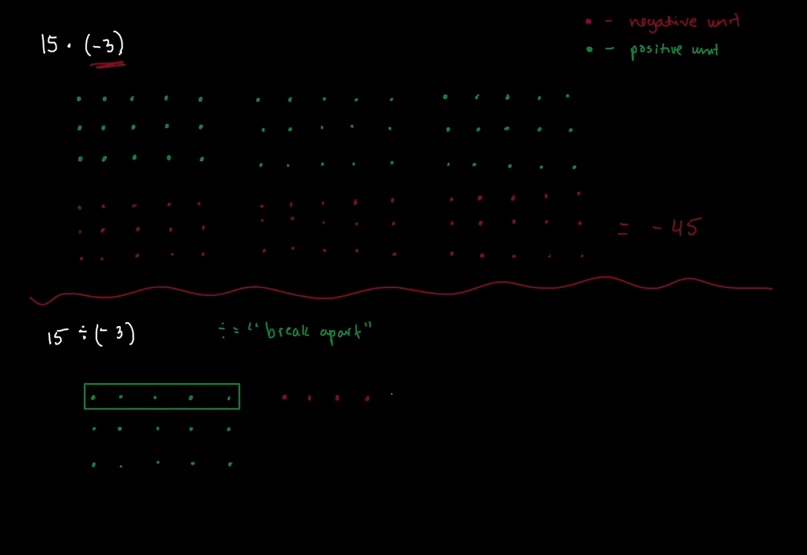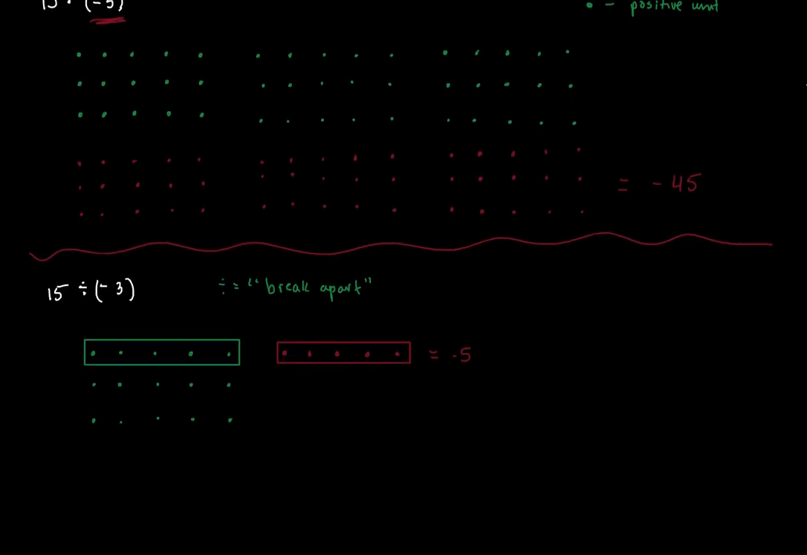I'm going to switch colors on you and convert them into a set of negative numbers. And we know that there are 5 negative dots in there. So we know that 15 divided by negative 3 is going to give us negative 5. Okay. Now, again, there's an easier way to do this.